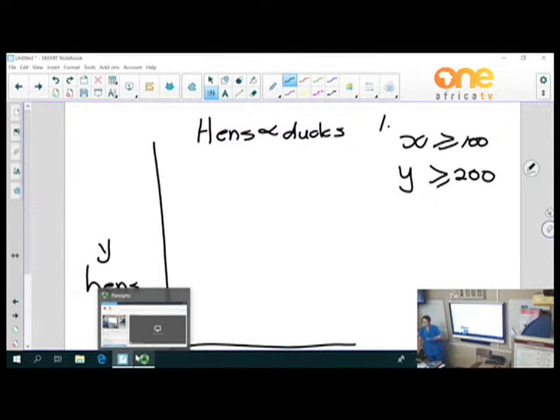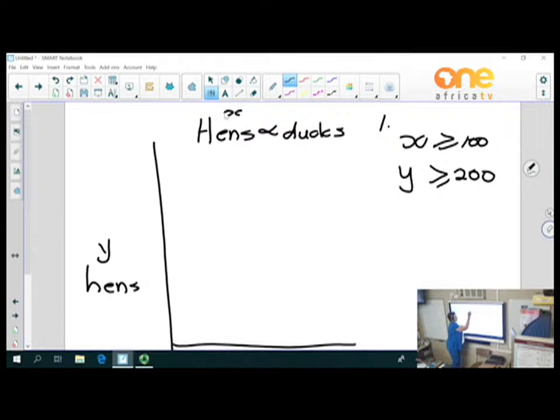Okay, so we're going to do this sum now about hens and ducks. The hens are Y and the ducks are X. They say they must be at least 100, so it might be more. X should be more than or equal to 100. At least 200 hens, Y should be more than or equal to 200.